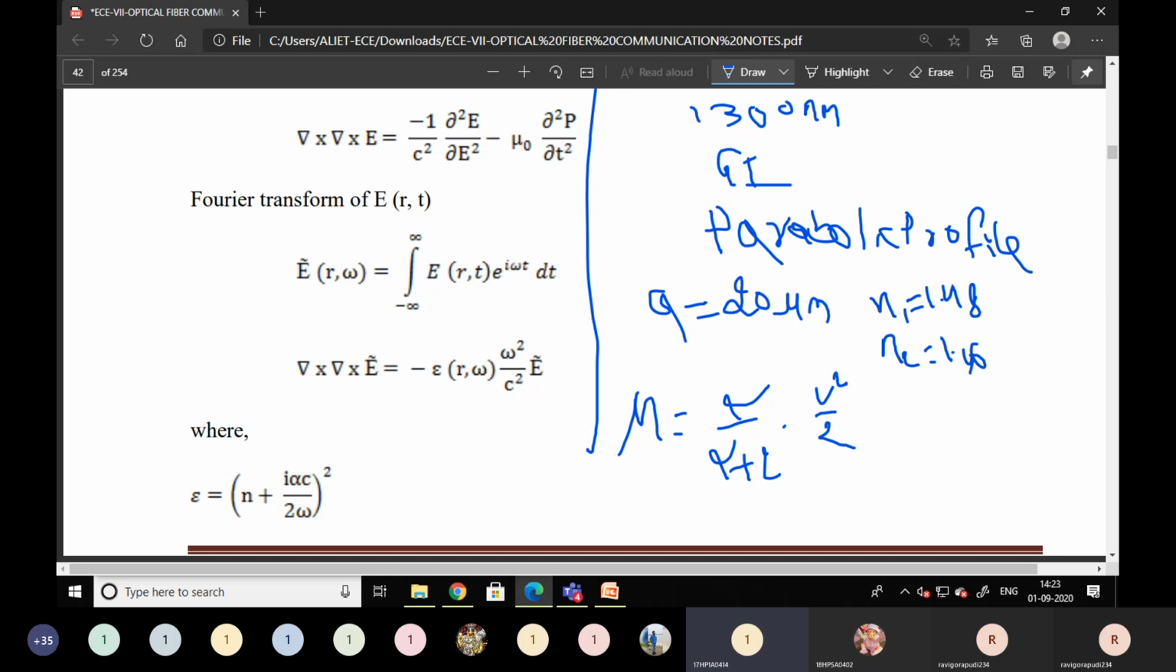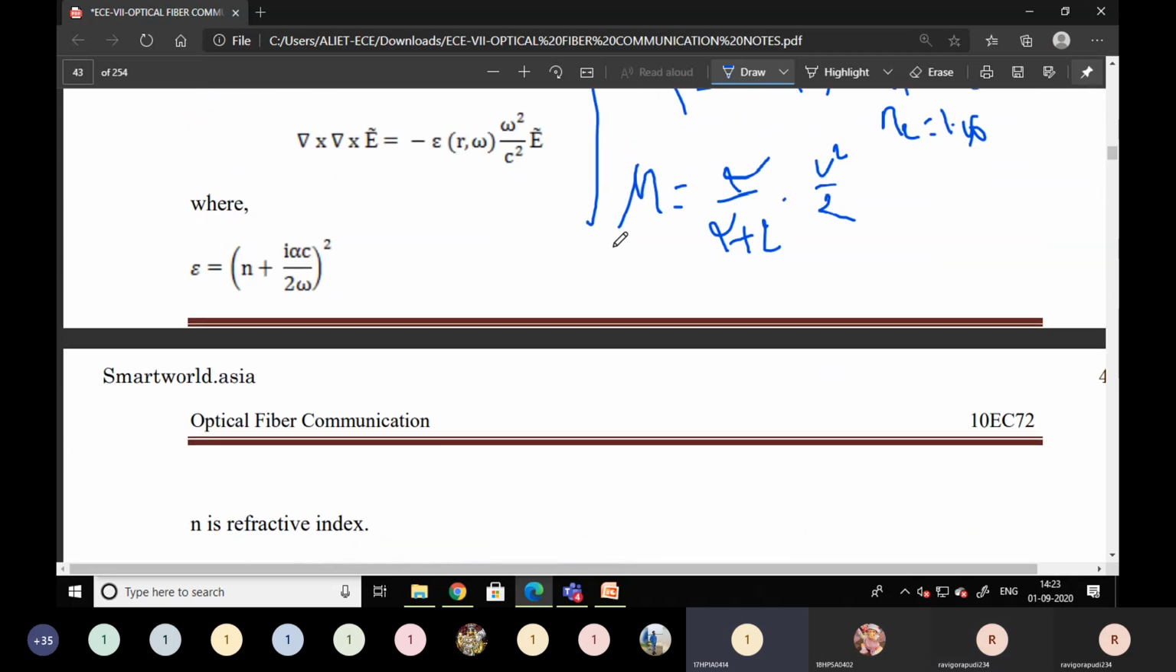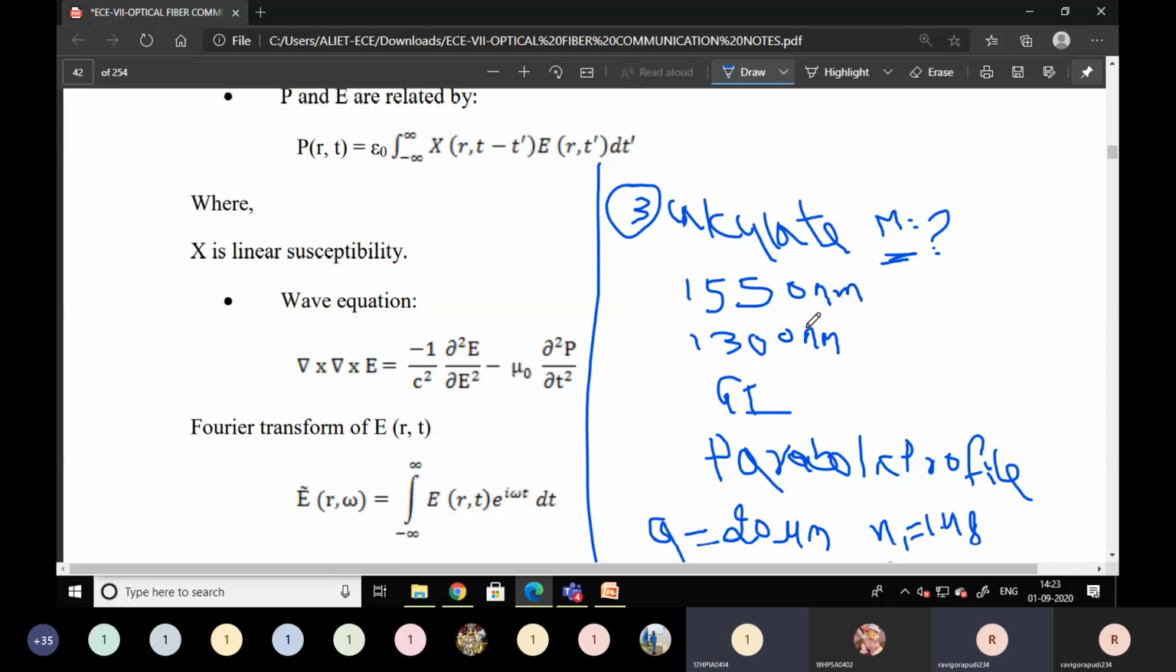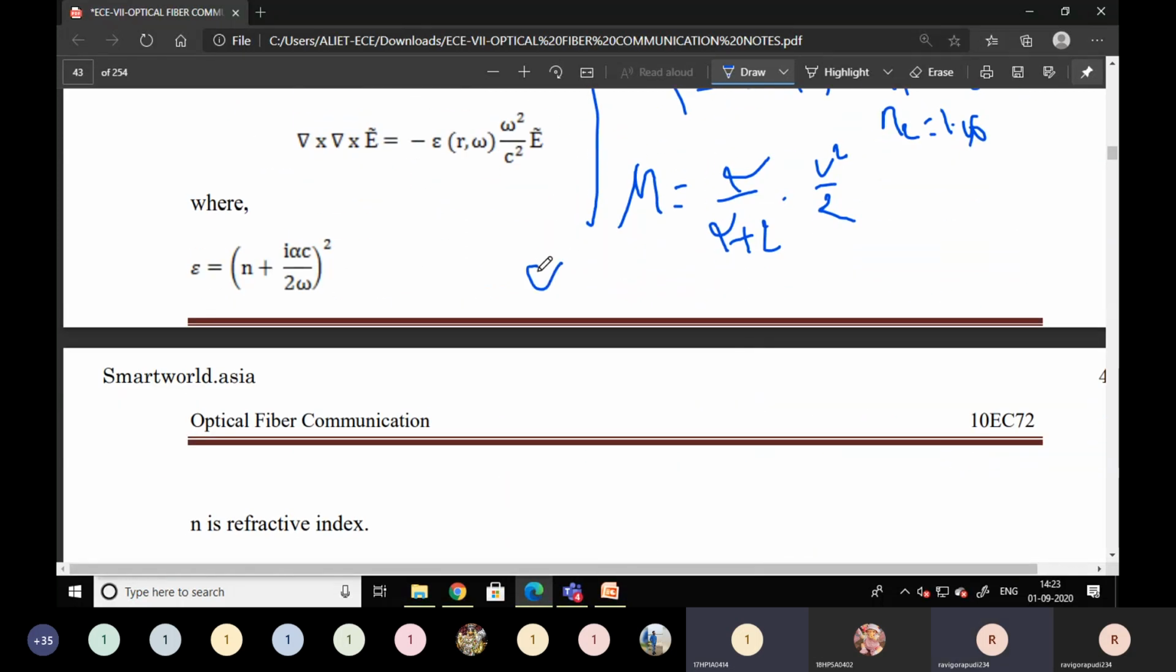48. Yes, sir. 48. Tell me, what is alpha? Profile parameter. What is the value? Here he is asking for parabolic profile. For parabolic profile, what is the alpha value? That is 2. Take alpha is equal to 2.